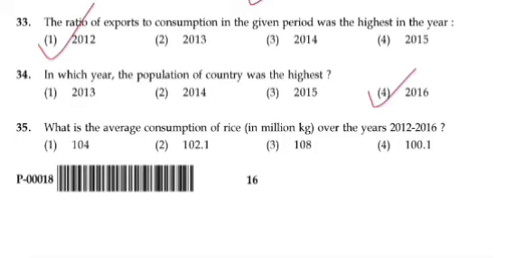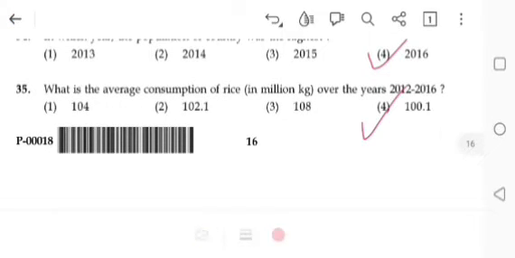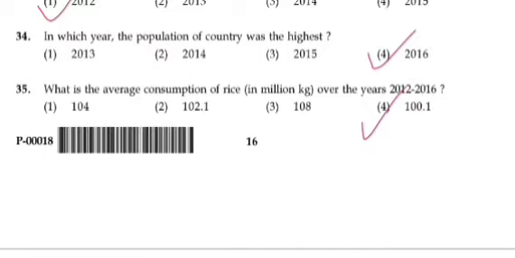35. What is the average consumption of rice in million kg over the years 2012 to 2016? 104, 102.1, 108, 100.1. 100.1 will be our correct answer. For data interpretation, you should do enough practice. You must solve enough questions, then only you will get the skill to solve any data interpretation question easily and in a very short time.